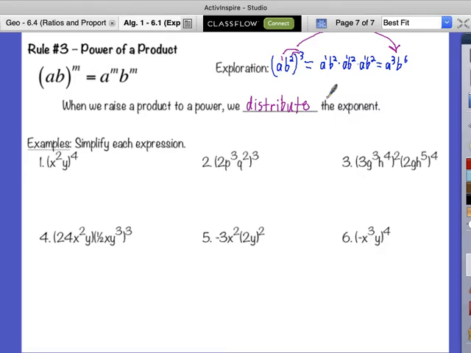X squared y being raised to the fourth. How would we do this? Distribute. So it's x to the eighth, y to the fourth. Can't do anything more. So basically distributing backwards.